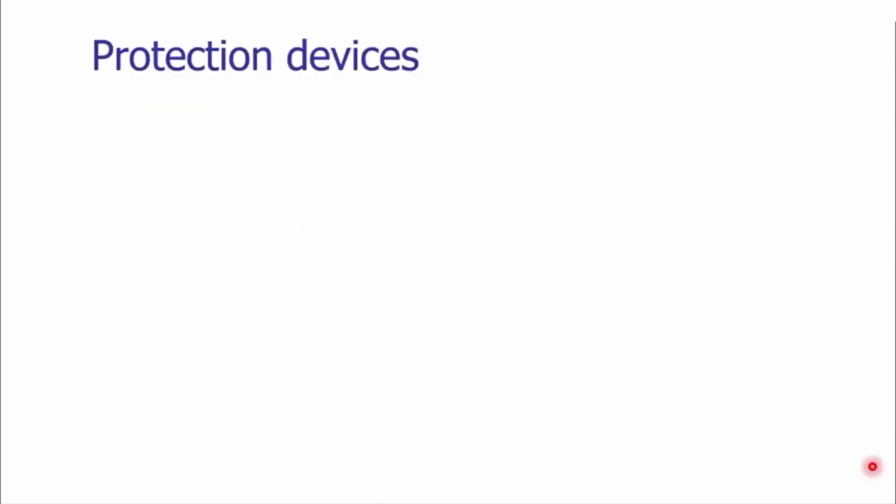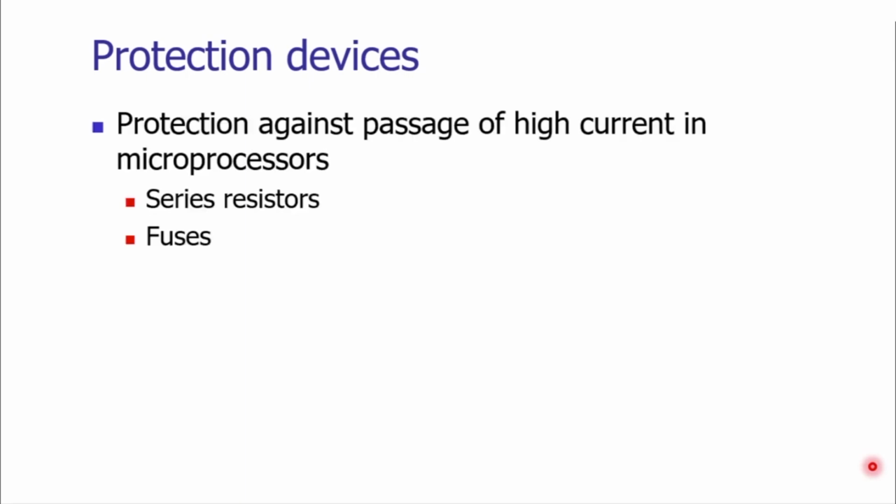The next set of signal processing devices are the protection devices. These devices are very useful, very important as far as microprocessor-based systems are concerned. Why is it important? Because these devices are safeguarding, protecting the brain of the system, that is the microprocessor, from damage due to high current, high voltage, and reversal in polarities.